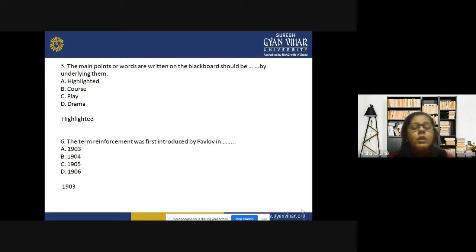Now, the sixth one: the term reinforcement was first introduced by Pavlov. In which year did Pavlov introduce the term reinforcement? Options are A. 1903, B. 1904, C. 1905, and D. 1906. So the correct answer is option A, that is 1903, when this term was introduced by Pavlov.